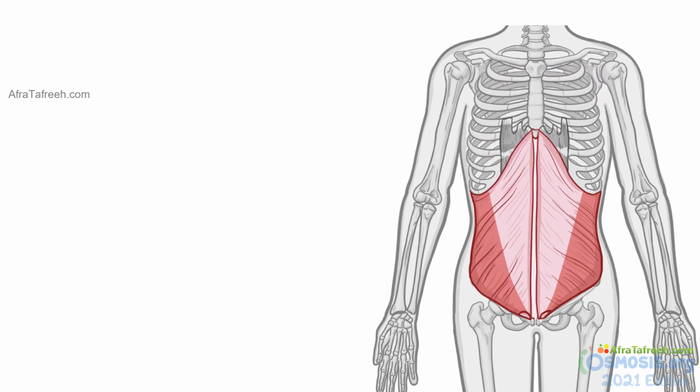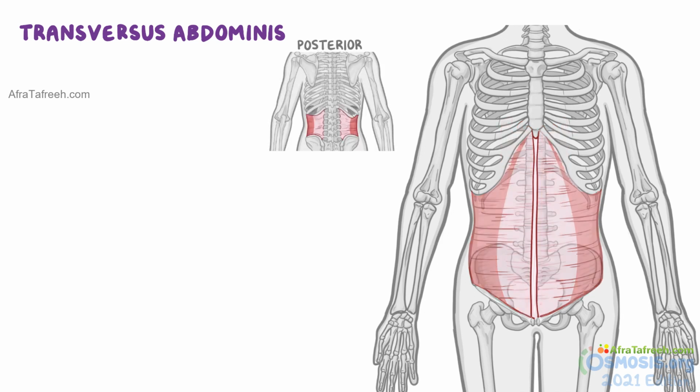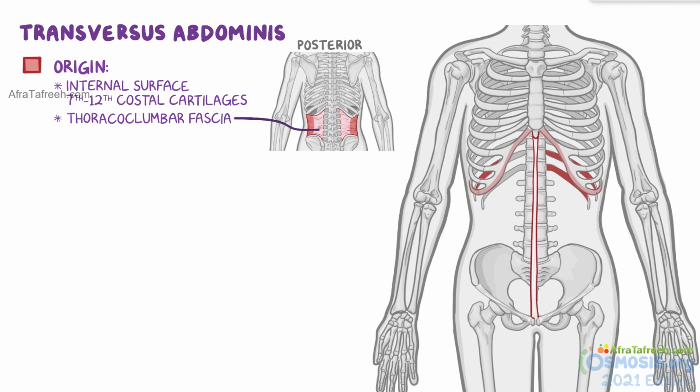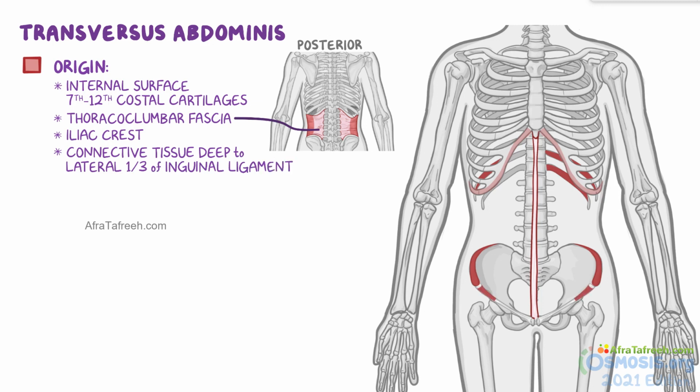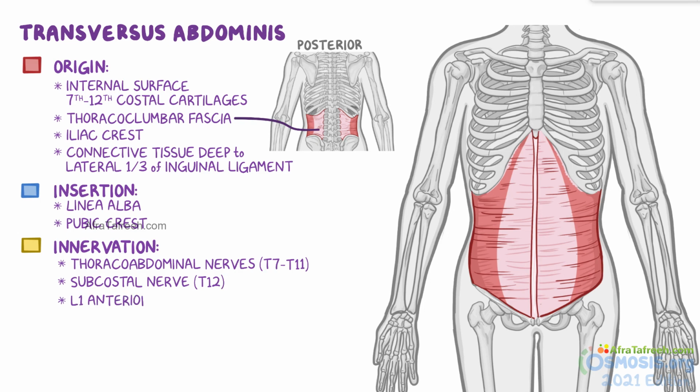The deepest and final layer of the flat abdominal muscles is the transversus abdominis. Living up to its name, its fibers run transversely, except for the inferior fibers which run parallel to the internal oblique. This muscle originates from a number of structures, including the internal surface of the 7th to 12th costal cartilages, the thoracolumbar fascia, iliac crest, and connective tissue deep to the lateral third of the inguinal ligament. Along with the external and internal obliques, it inserts at the linea alba, as well as the pubic crest. It also has the same innervation as the internal oblique: the thoracoabdominal nerves, subcostal nerve, and the nerves from the L1 anterior ramus.